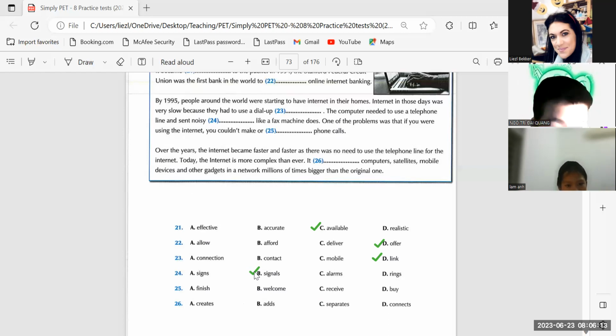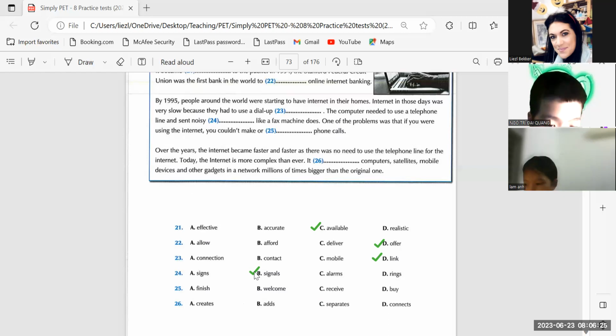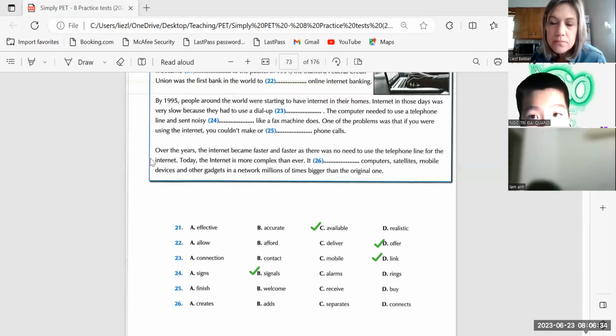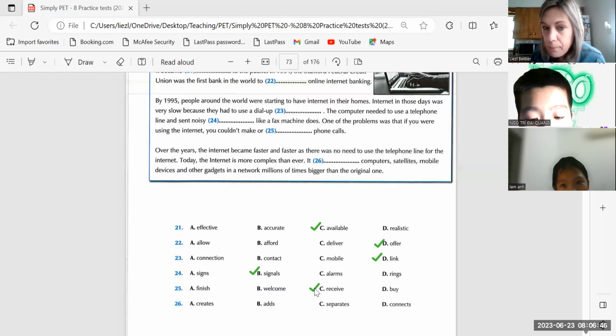One of the problems was that if you were using the internet, you couldn't make or receive a phone call. Over the years, the internet became faster and faster as there was no need to use the telephone line on the internet. Today, the internet is more complex than ever.